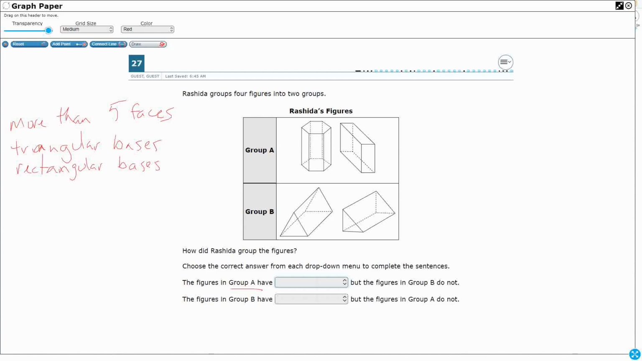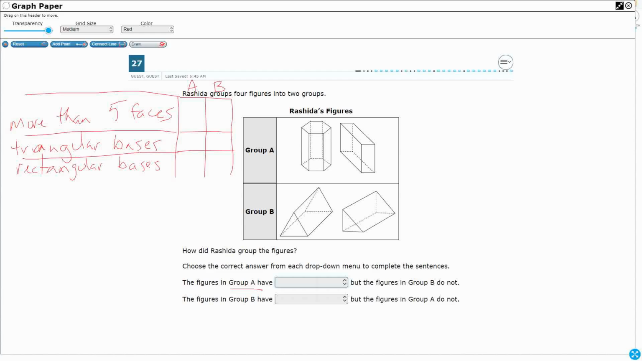So you know what I want to do? Since I've already drawn this, I'm just going to make myself a little table here, and let's analyze each of these 3. Let's say this is going to be group A, and this is going to be group B, because if I can get check marks or X's, then that's going to be helpful. All right, so 5 faces. Faces are the flat parts where the edges meet, right?